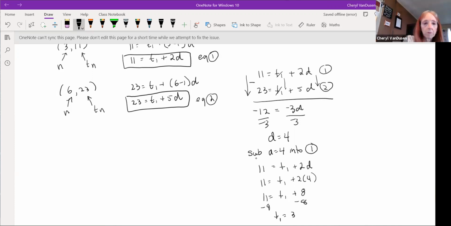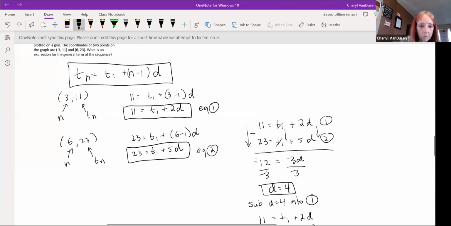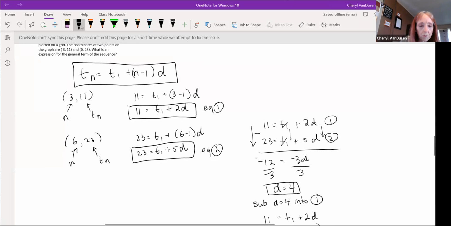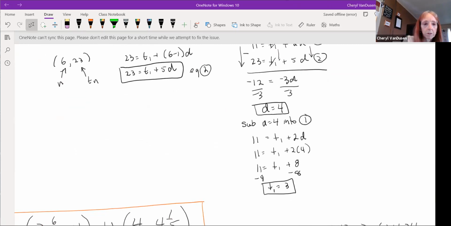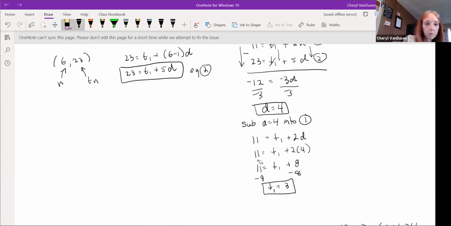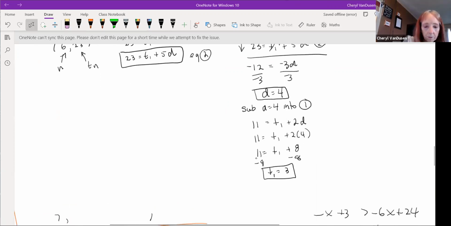Okay, so now we have to go back and revisit the question, see what they actually asked us. We do know d, and we do know term 1. I don't think that's exactly what was asked of us, but there's some information that we know. Let's go back and read. It says, what is the expression for the general term of the sequence? The general term of a sequence means kind of like a formula, okay? So the general term.